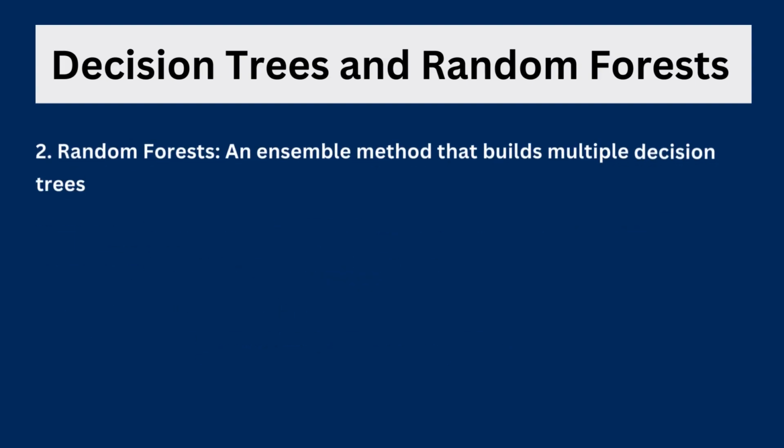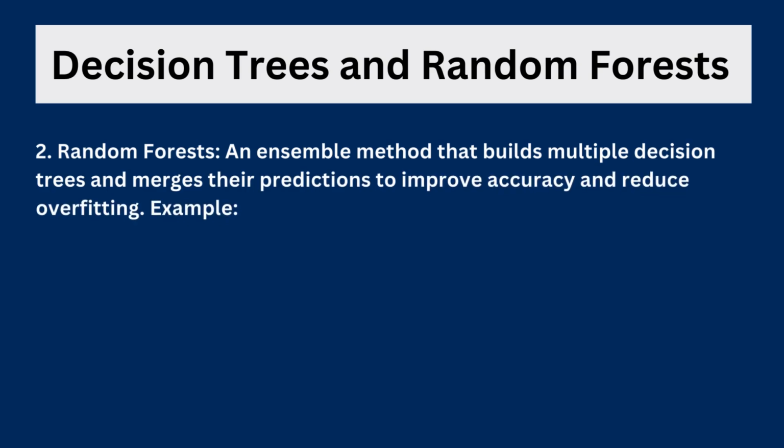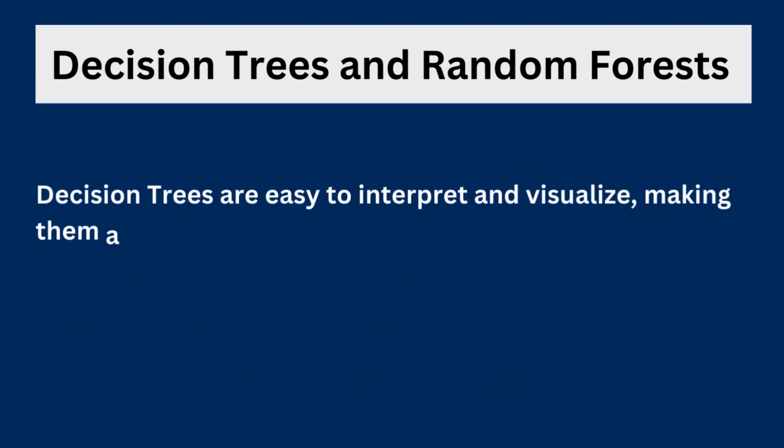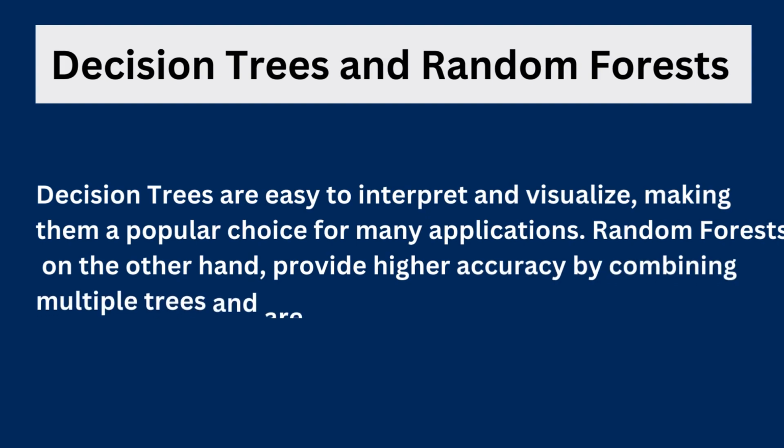2. Random forests, an ensemble method that builds multiple decision trees and merges their predictions to improve accuracy and reduce overfitting. Example: from sklearn.ensemble import RandomForestClassifier. model = RandomForestClassifier(n_estimators=100). model.fit(X_train, y_train). predictions = model.predict(X_test). Decision trees are easy to interpret and visualize, making them a popular choice for many applications. Random forests, on the other hand, provide higher accuracy by combining multiple trees and are less prone to overfitting.